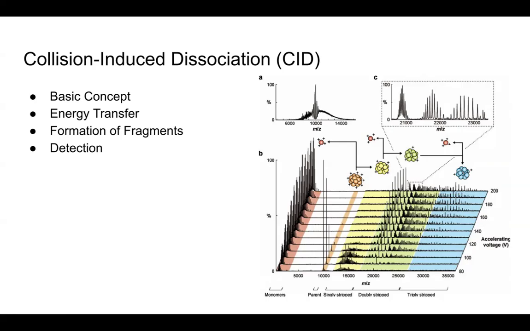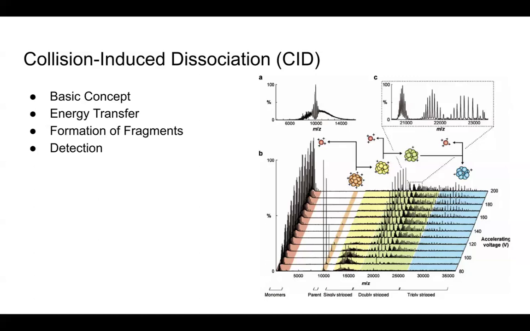From there, magkakaroon ng energy transfer. So when a parent ion collides with a neutral gas molecule, kinetic energy is transferred to the parent ion, promoting the breaking of specific bonds. So in proteins, ang nagbe-break peptide bonds. And this leads to the formation of fragment ions. So yun na yung third part, formation of fragments.